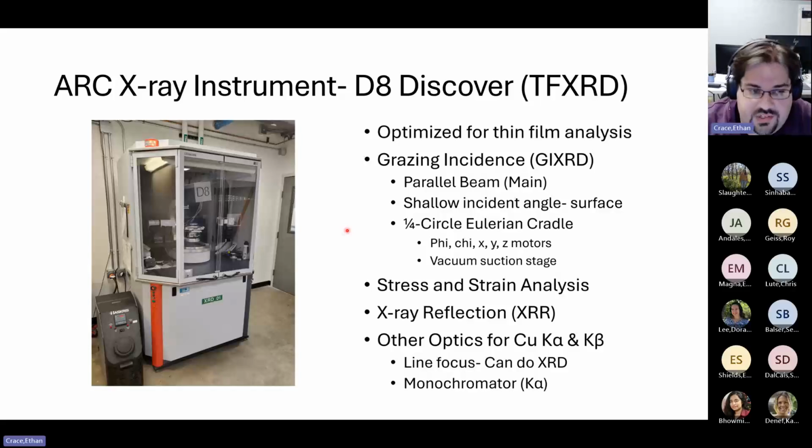It is also possible to switch this instrument over from the parallel beam optics to do a line focused option. So you can do XRD. There's also a monochromator for this instrument, so you can filter out the X-rays so that you only have essentially one wavelength available if you need higher resolution data.